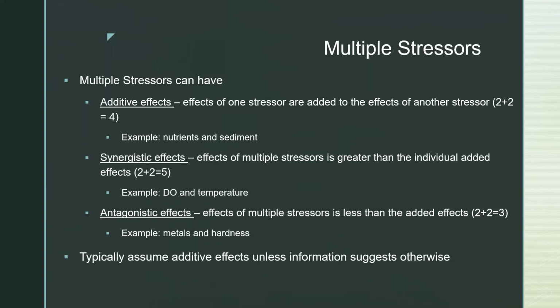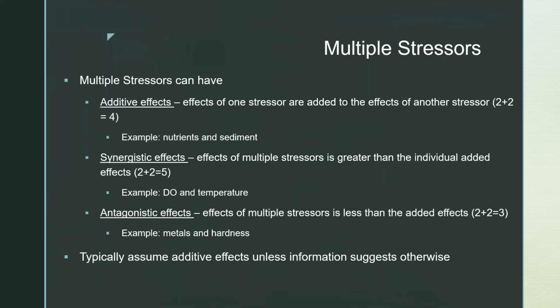Okay, but then there's another class of interactions called synergistic effects, and this is where multiple stressors have an impact that's greater than their individual effects. Think of this as 2 + 2 = 5. Okay, dissolved oxygen and temperature kind of operate in this way, right? Because as temperature goes up, that actually makes dissolved oxygen conditions even worse. Okay, so those two might be synergistic.